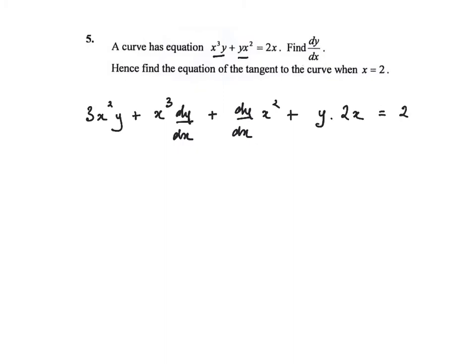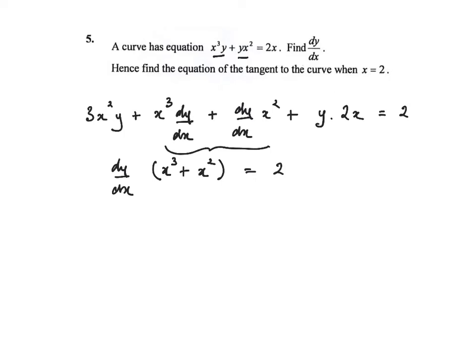So dy by dx then, I'm going to take out dy by dx as a common factor from these two terms here, so that's x cubed plus x squared.